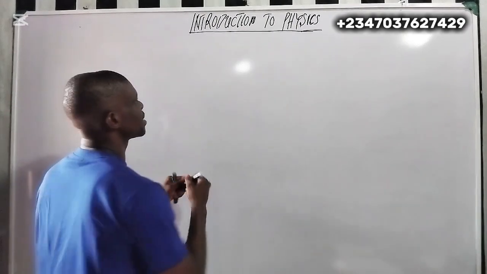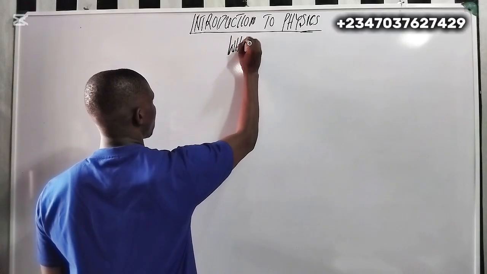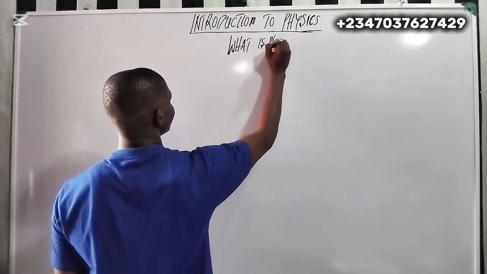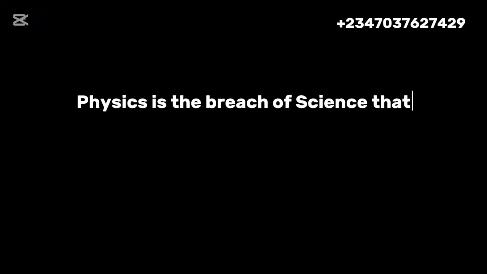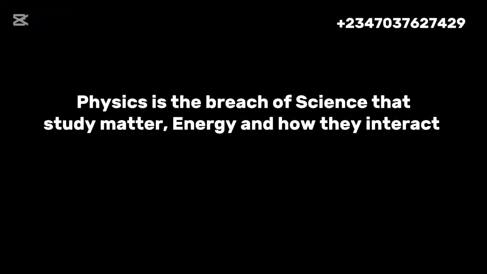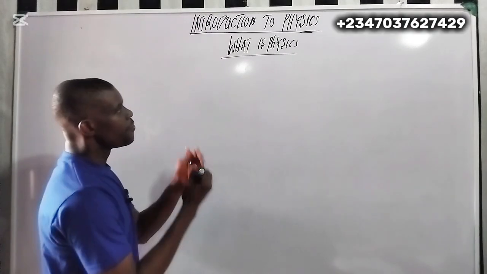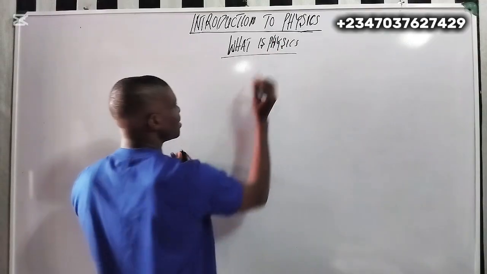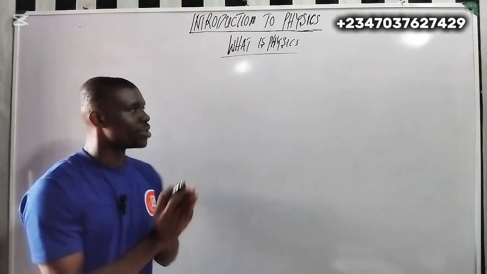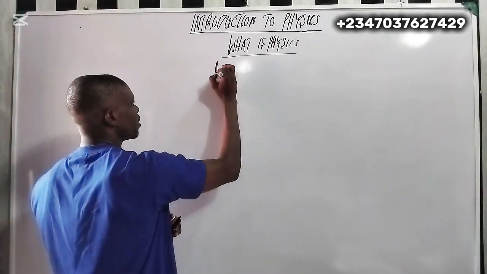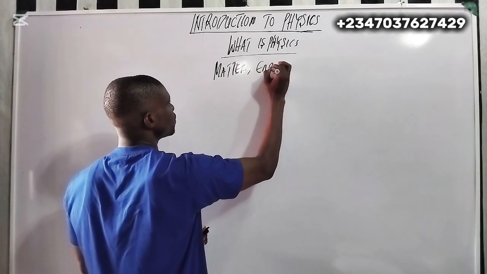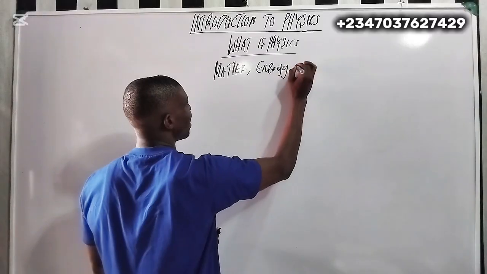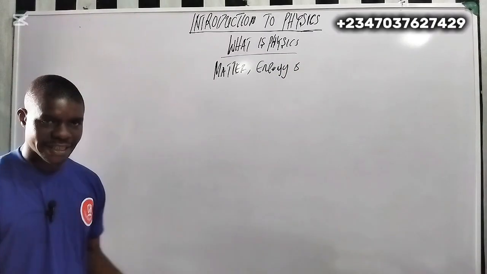So what is physics? That's the first thing we want to look at. Please take it down. Physics is the branch of science that studies matter, energy, and how they interact. So when we talk about physics, physics is the study of matter, energy, and how they interact. That is what we call physics.